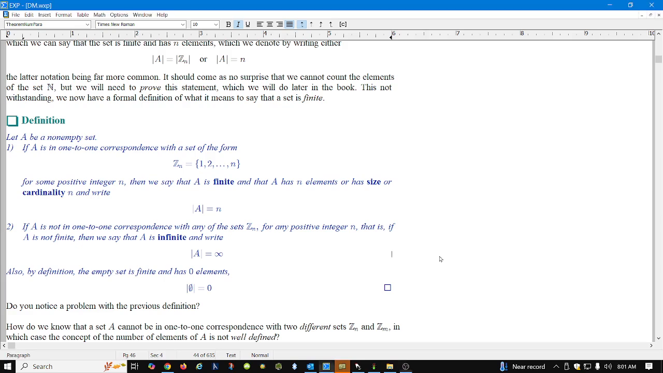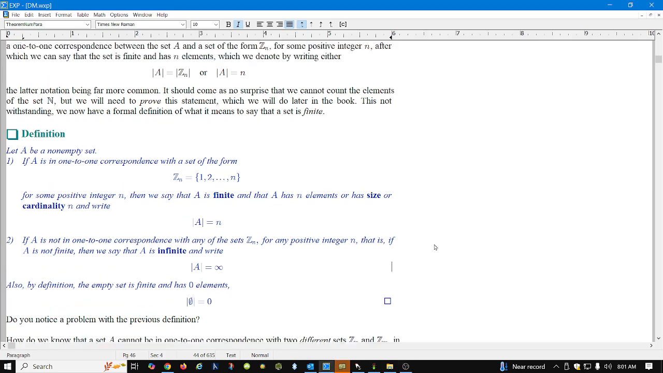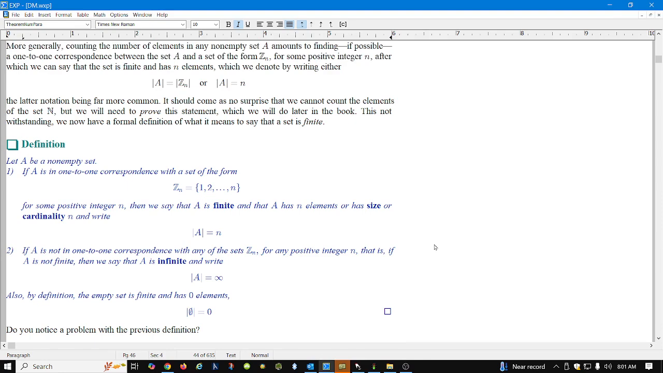Well, now, do you notice a problem with this definition? There is a problem, and I would encourage you to stop the video and give it some thought. See if you can spot the problem. It is a bit subtle, but it's serious, very serious.